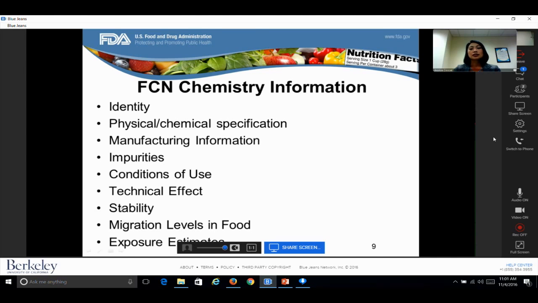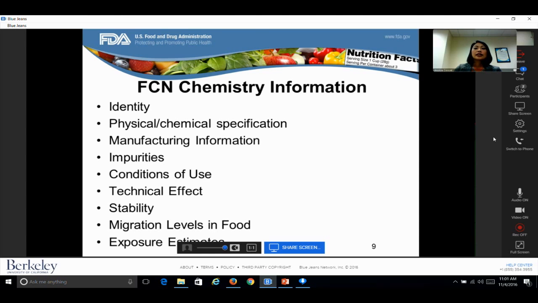Also, stability must be addressed. How is the food contact substance going to remain stable throughout manufacture and use? And if the food contact substance is going to break down in either the use or the manufacture, and if it does, what are the breakdown products? Then the migration levels in food, what's the concentration of the FCS and its constituents in the food, and then exposure estimates.